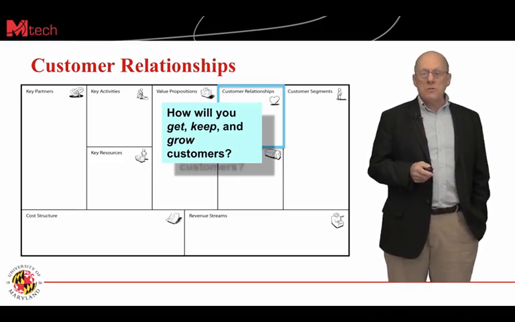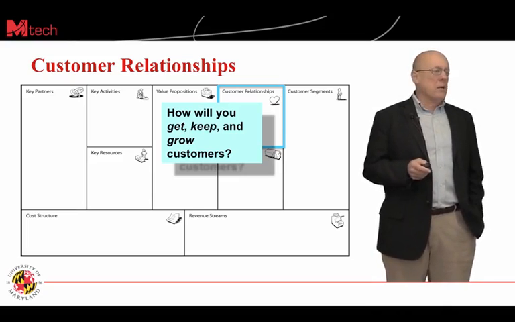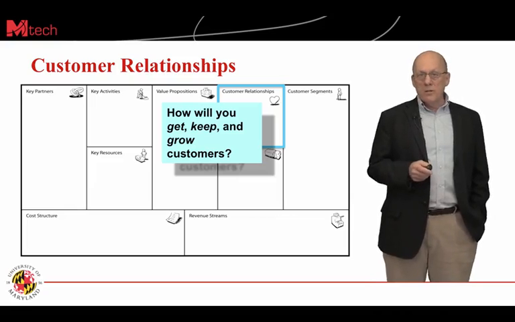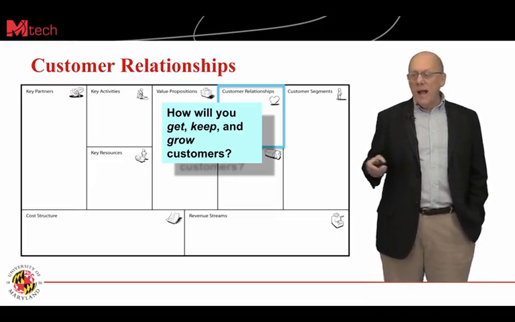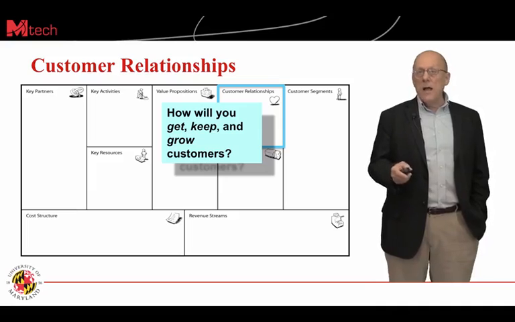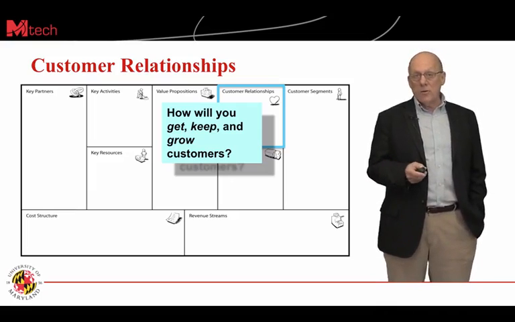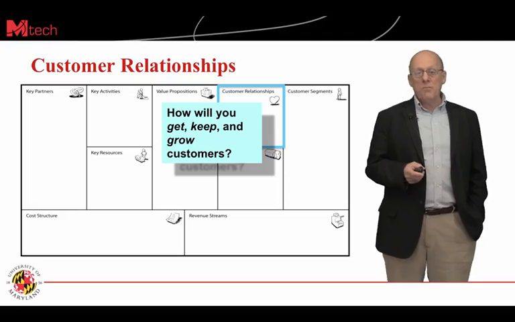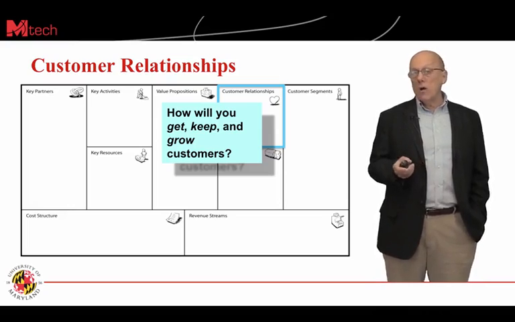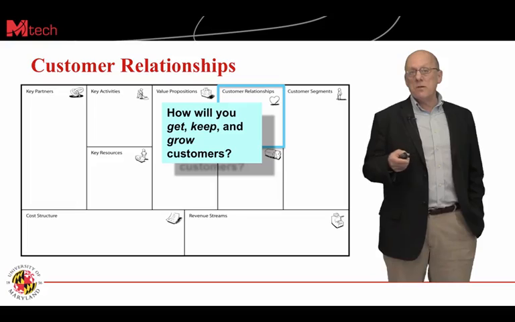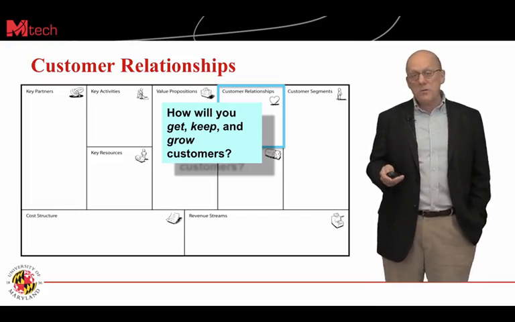Closely related to channels is customer relationships. What kind of relationship are you going to have with your customers? How are you going to get your customers to notice your product in the first place? In other words, how do you get customers? Once you get a customer, how do you keep them? How do you keep them satisfied? How do you sell them the product? How do you sell them more products? How do you keep them from abandoning you for another vendor? These are problems of customer relationships. And finally, how do you grow a customer? How do you get customers to find more customers for you? How do you get your customers to become repeat customers and bigger customers than they were before? These are the problems of customer relationships.